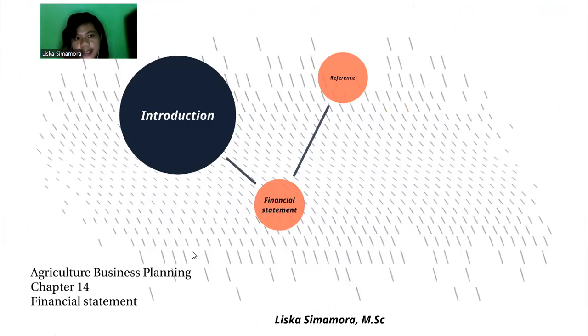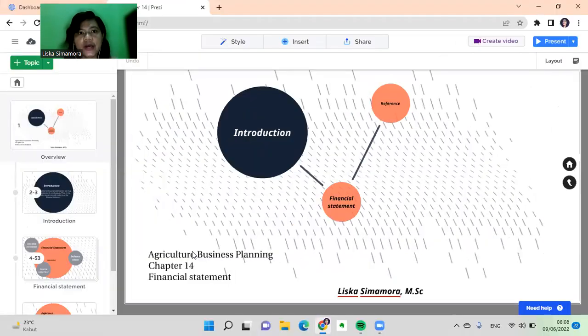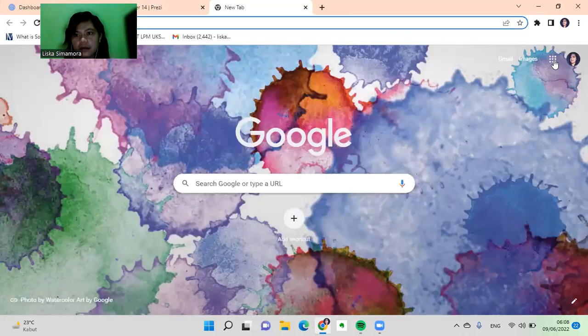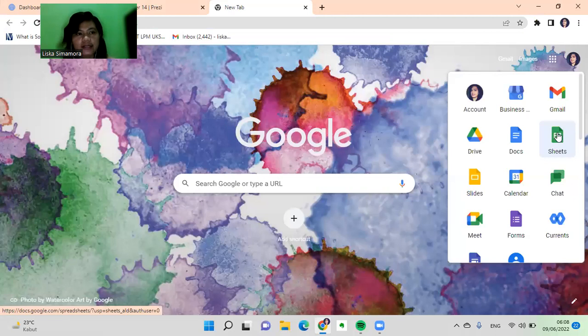So that is the income statement. I will show you a little bit about how to make the balance sheet, because that is part of your exercise.